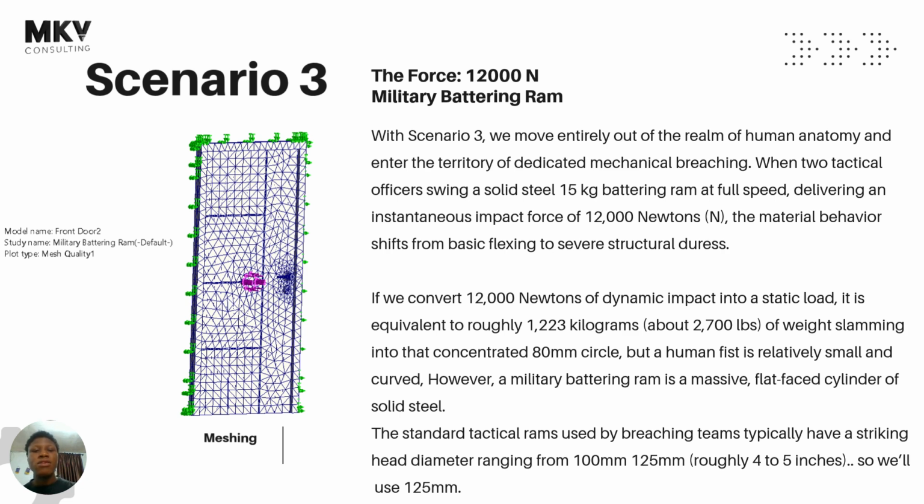With scenario three, we are now moving basically out of human anatomy. We've seen the extent of how much humans can actually go. For what we're trying to simulate now, we'll just leave it to two human beings taking the ram and slamming it into the door. One thing we should take into account is that the ramming size of the battering ram won't be as small as the human punch.